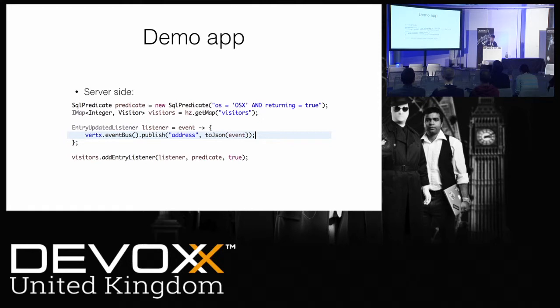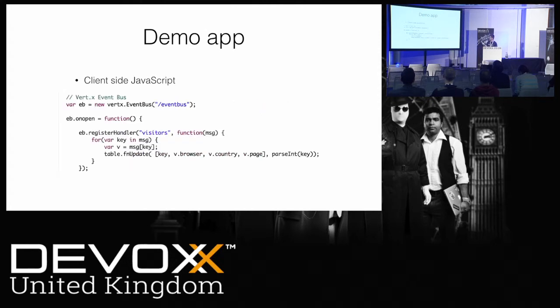What's happening on the client side? On the client side, JavaScript is simple as well. Vert.x provides us with a JavaScript API as a JavaScript library. We can say, just subscribe to this channel. My channel is visitors, where I receive the JSON visitor. And then I can do what I want. I can update the page in real time, as soon as updates happen. And that's basically it.